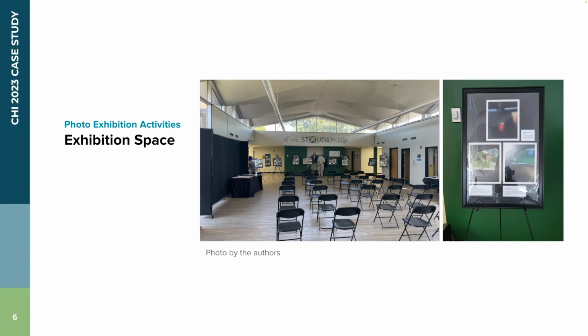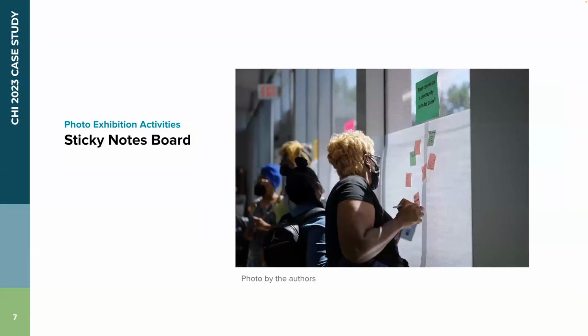These photos really served as a starting point for attendees to start reflecting on their own experiences with community safety and surveillance. Besides the photo display, we also organized a few activities to engage with the broader community. For example, we provided several sticky note boards with several prompts, such as: What does safety in your community mean to you? How do you feel about surveillance in your community? And what can we as a community do to be safer?